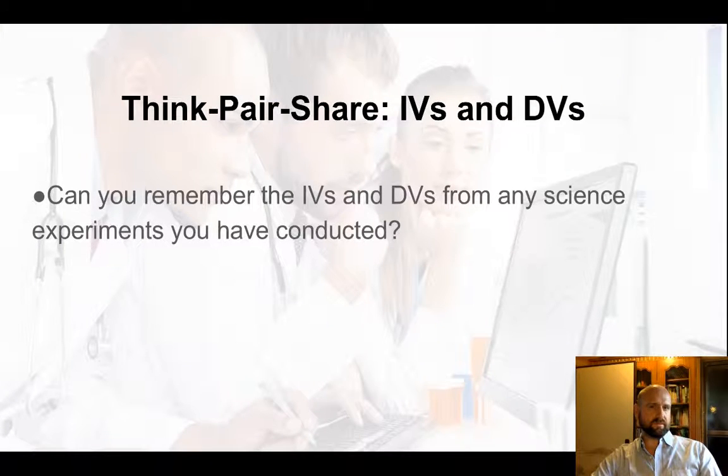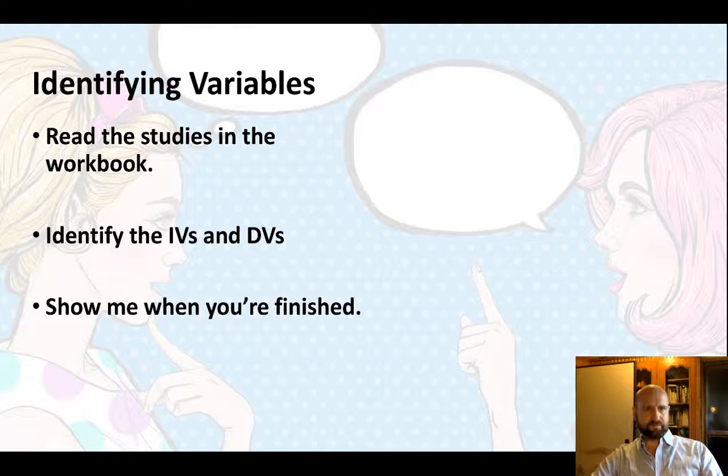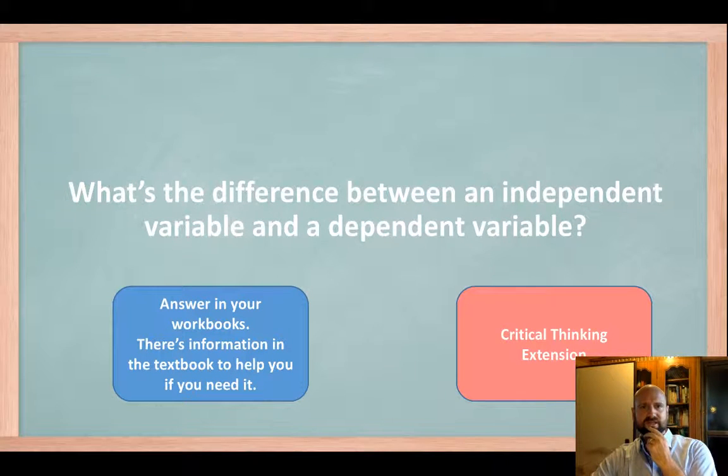Right, and so maybe tap into some prior knowledge. I'm sure they've conducted experiments in science before, so get them to think about whether they remember what any of their IVs and DVs were from those. Because in the workbook, there's a list of studies, and they have to identify what the independent and dependent variable is, and then they show you when they're finished.